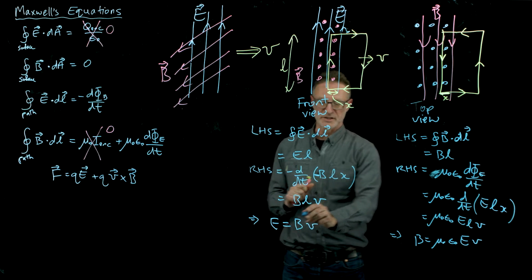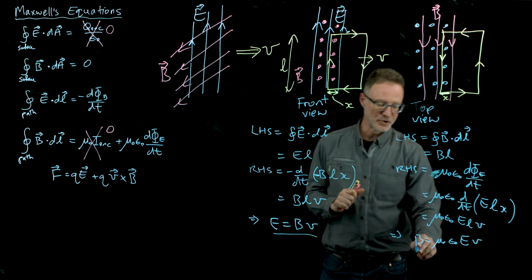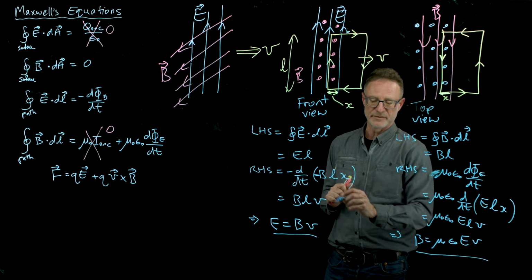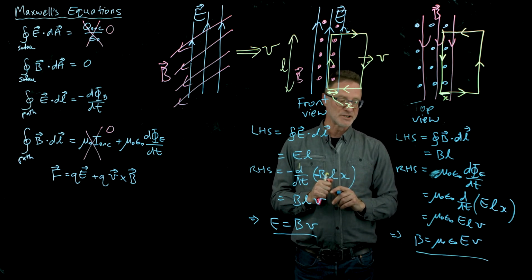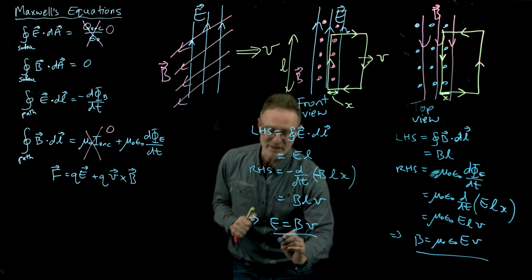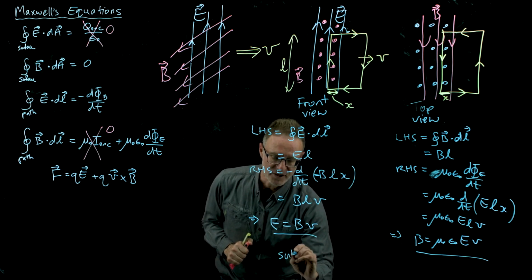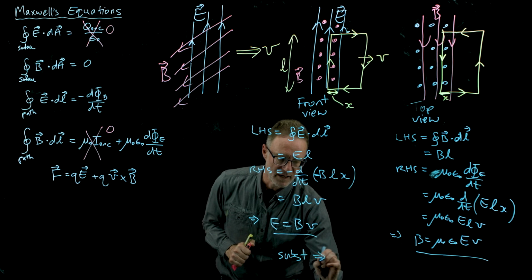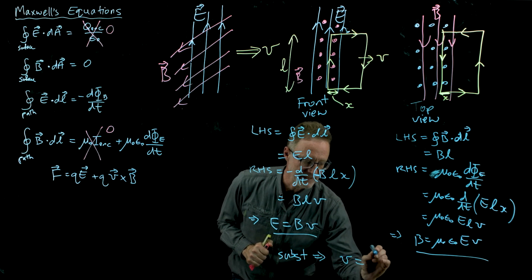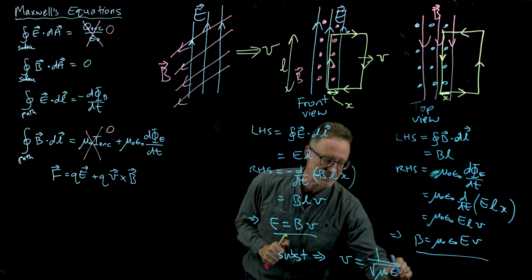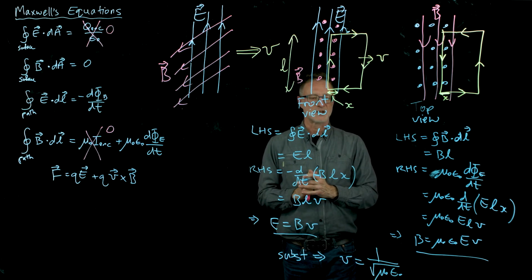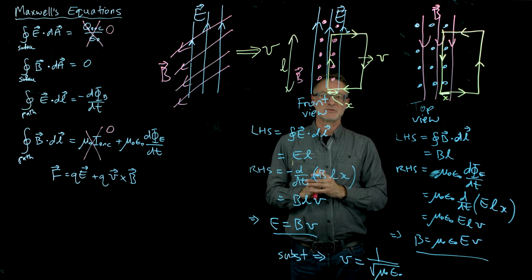So now I have two equations here, and all I have to do is substitute the second equation into the first equation, and I'll be able to derive an equation for the speed. So I'll let you do this yourself. It's only a couple of lines of algebra, and what you will find is that v has to be 1 over the square root of mu naught times epsilon naught. So that's only a couple of lines. And this is what Maxwell himself did.